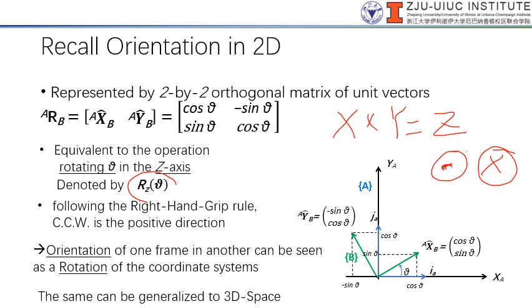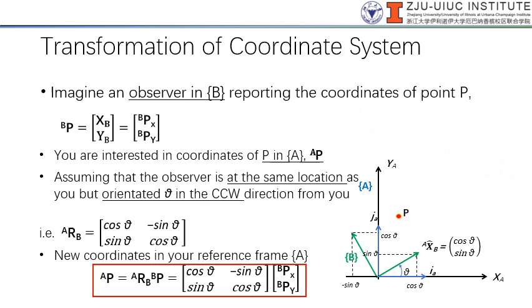So we denote this operation as R sub z of theta, where theta is the magnitude of rotation and z is the direction of rotation. And so your orientation is nothing but a rotation of the coordinate system. So this part is important to remember.